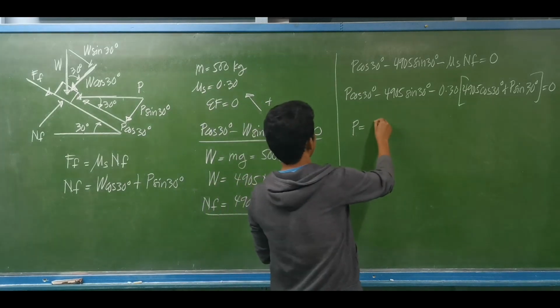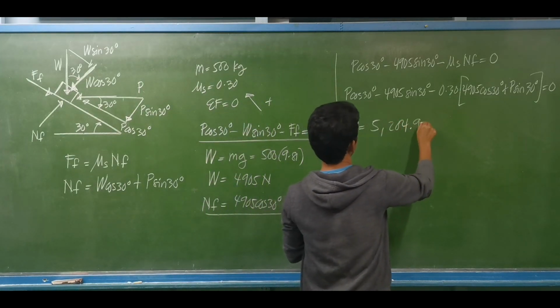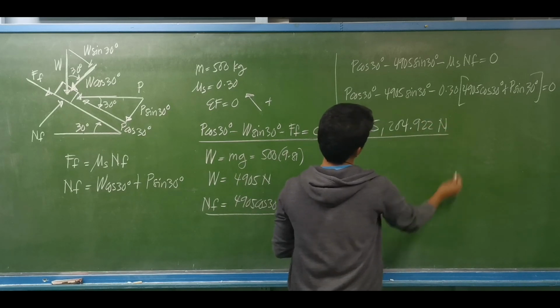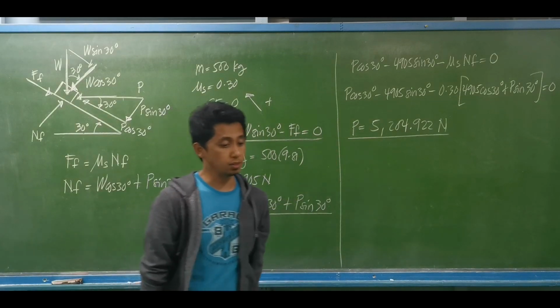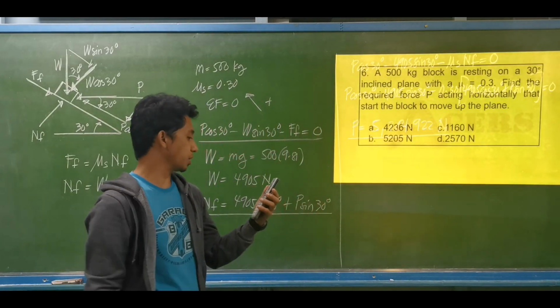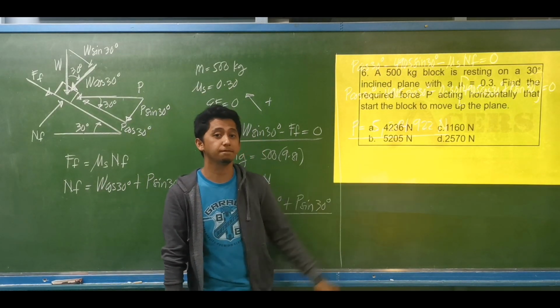So we have that value as 5,204.922. This is everything in newtons. Let us check on our choices. 5,204.92. Closest value, letter B, 5,205 newtons.